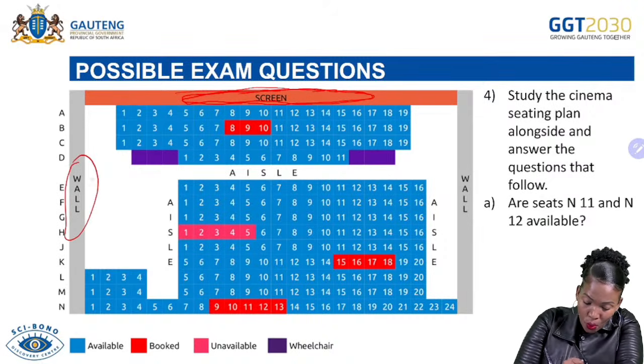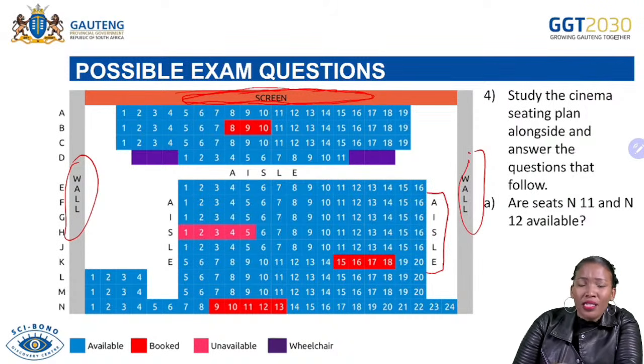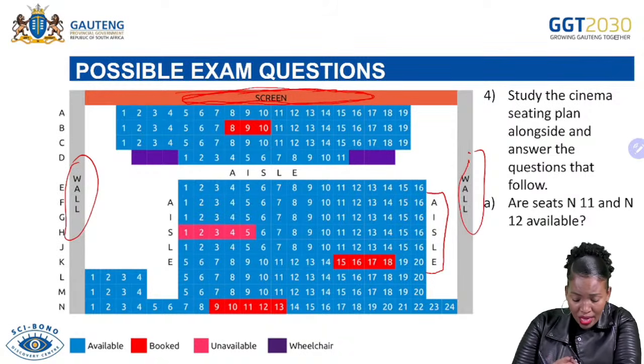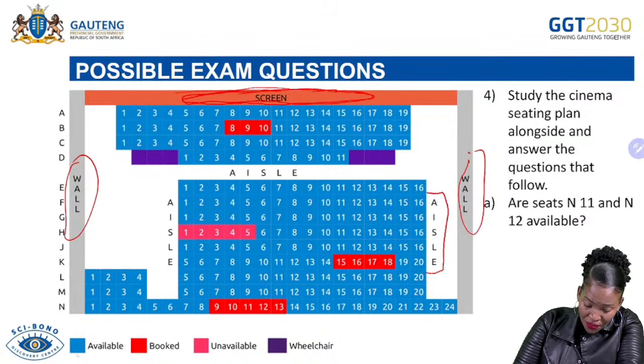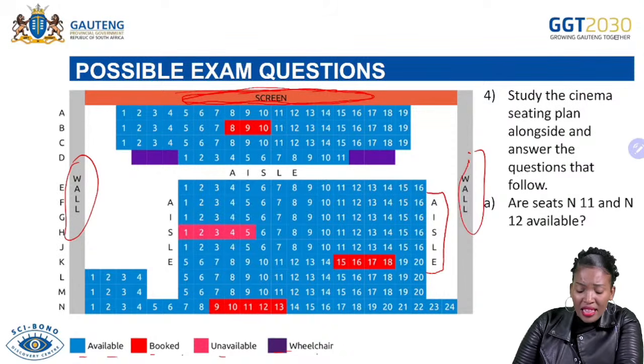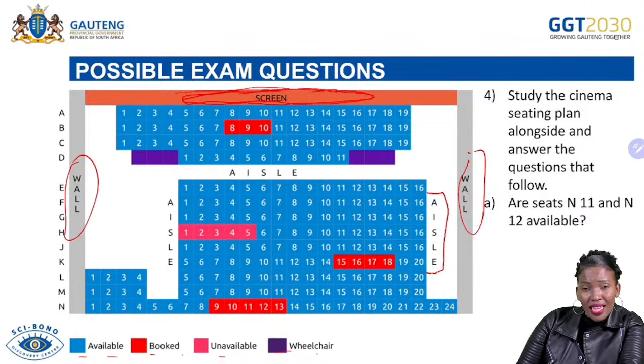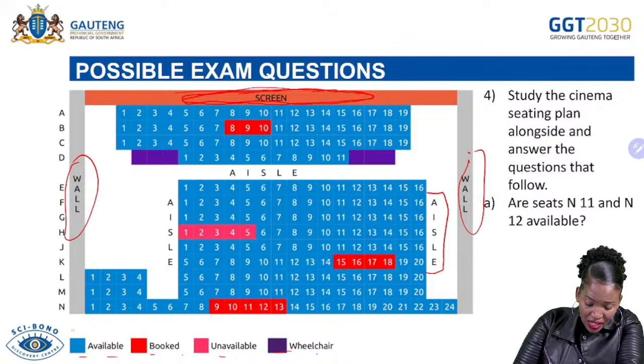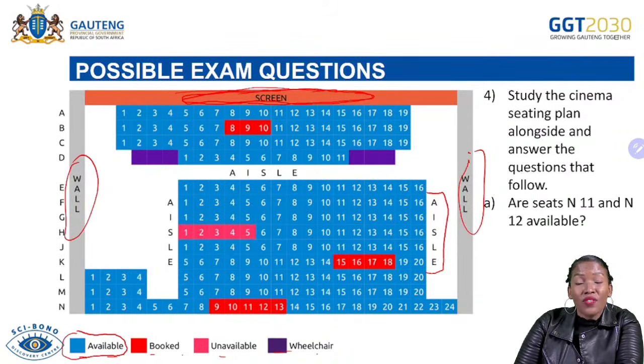And then we've got your walls on both sides. And then we've got the aisle. The aisle is like the passage where you will be walking as you are moving from one seat to the other. And then we've got the different colors to explain the seats that are in that cinema. So if a seat is colored blue, it means that seat is available, is vacant.